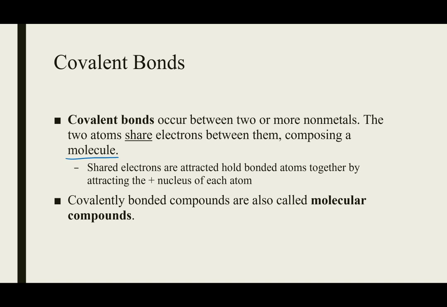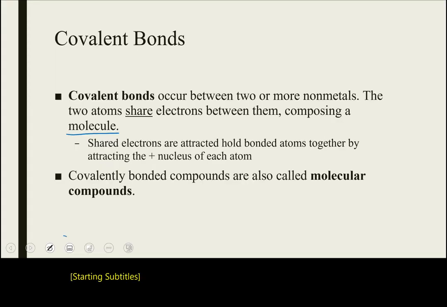So the electrons of one atom are attracted to the nucleus of the other atom, and so that's what's going to hold those atoms in place. Covalently bonded compounds are also referred to as molecular compounds, so I will probably use those terms pretty interchangeably.